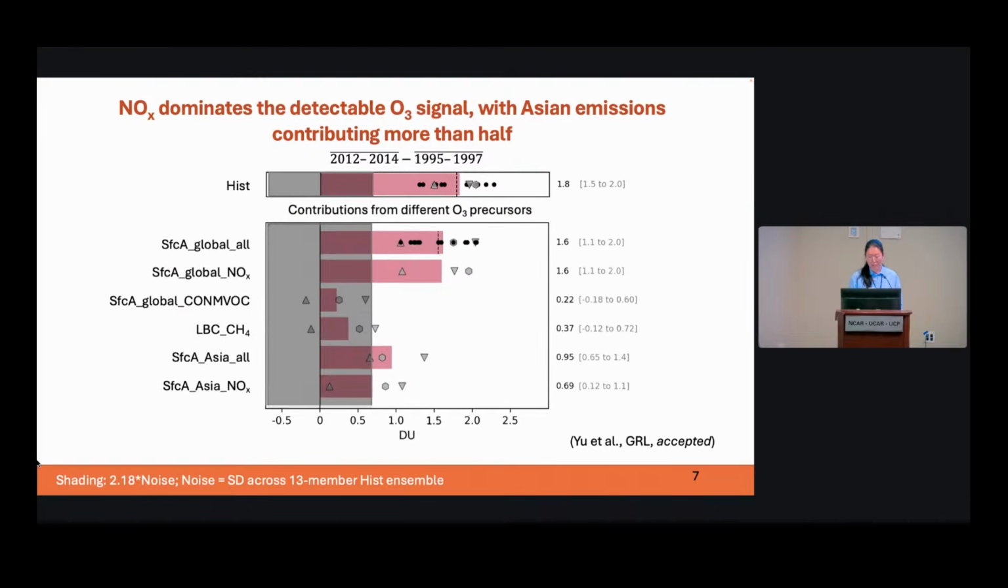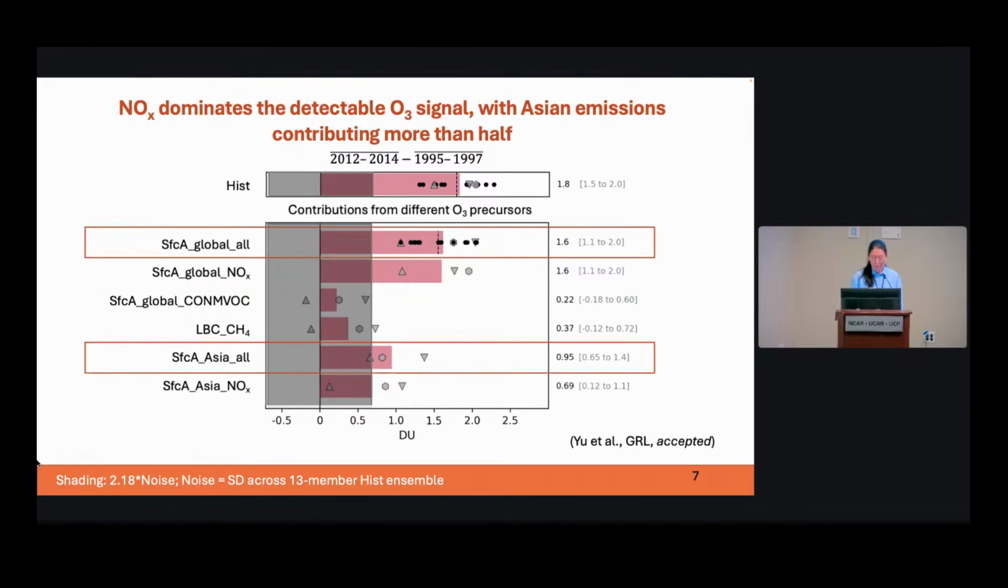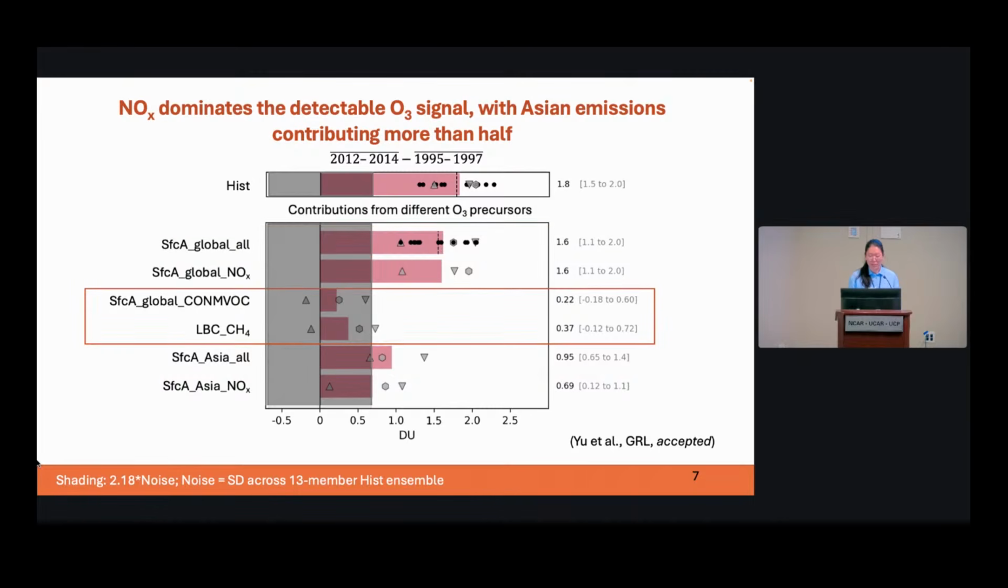And I put here the influence of different ozone precursors, their contributions. So it can be seen that the global surface and subtropical emissions of NOx account for about 90% of the increase of tropospheric ozone over this period in the historical runs. And importantly, the Asian emissions of all ozone precursors account for more than 50% of it. And it's notable that the CO and non-methane VOC emission changes, and also the rising methane that we observed, didn't really introduce a detectable signal in the tropospheric ozone increase over this period.